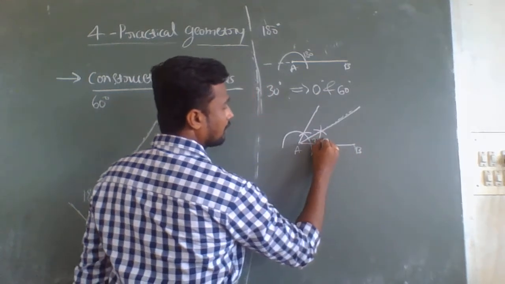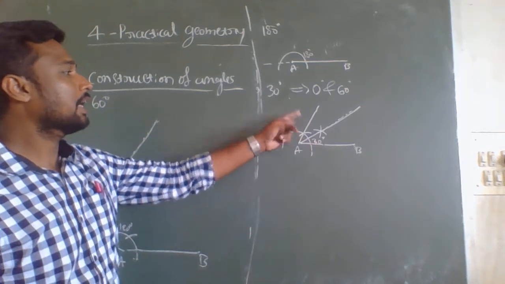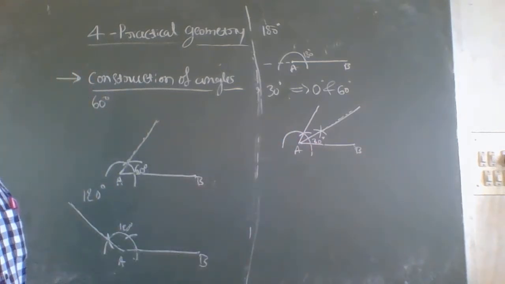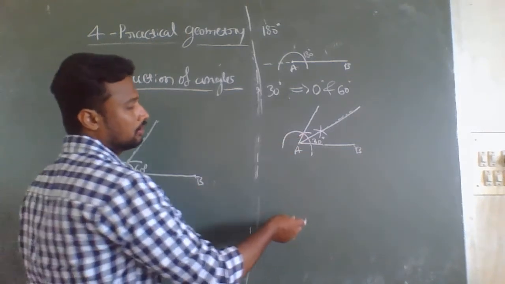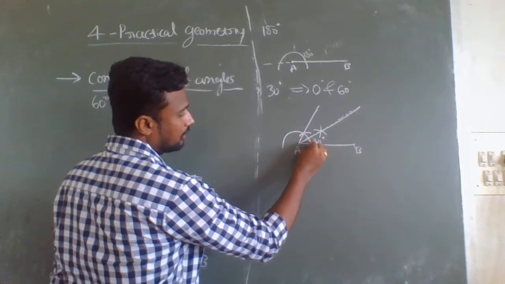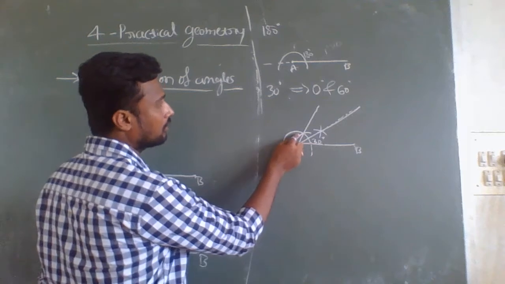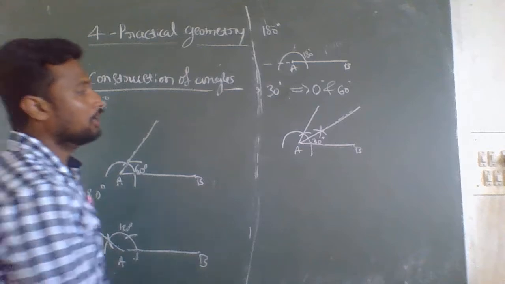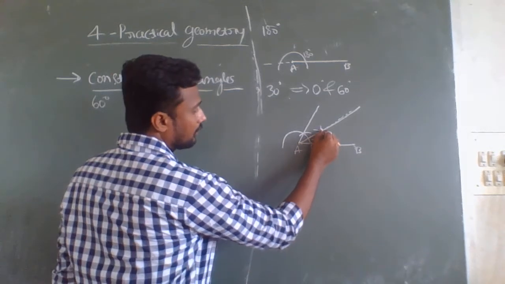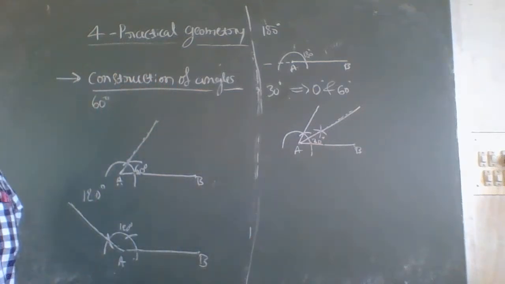30 degree. This is 30 degree. Why? This is between 0 degree and 60 degree. So if you get 60 degree, from 0 degree, from this intersected line, you should draw an arc, and again from 60 degree, you have to draw an arc, and through this intersected point, if you draw a line, you will get 30 degree. Like this only.